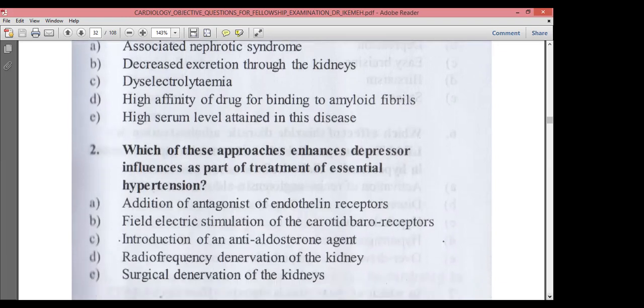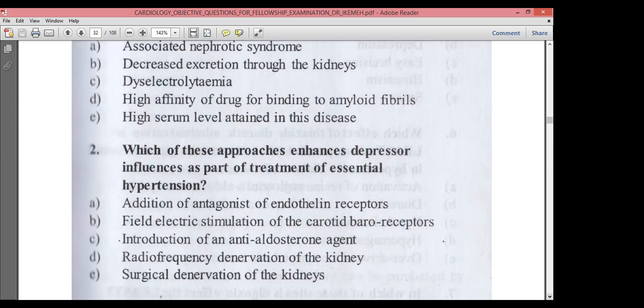Which of these approaches enhances depressor influences as part of treatment of essential hypertension? So the question is just asking depressor influences, that's which of these will help in lowering the sympathetic output in order to help in the treatment of essential hypertension. So A, addition of antagonists of endothelin receptors. We know that endothelin 1 is a potent vasoconstrictor.